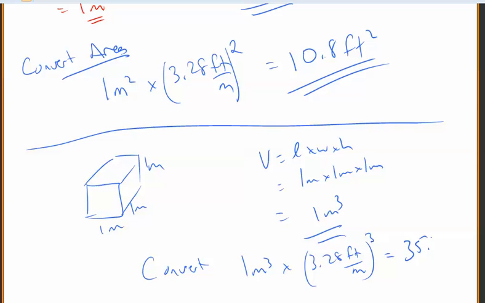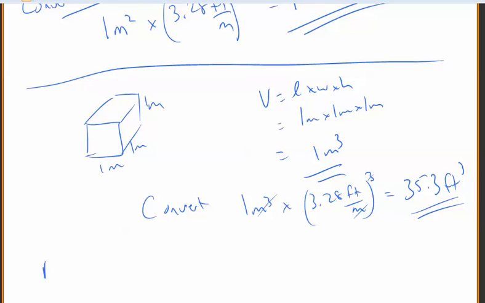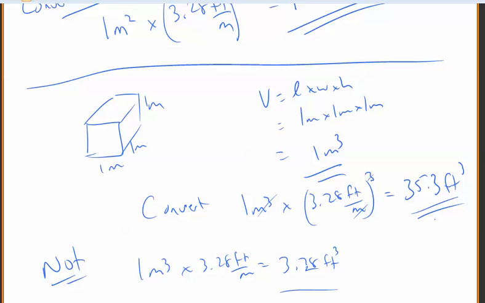35.3 feet cubed, because the meters cubed divide with this meters cubed, and I'm left with feet cubed. So it's really important because most people take 1 meter cubed times 3.28 feet per meter, and end up getting 3.28, and they think it's feet cubed, and that's very different than what's up here. So I'm even going to erase that so we don't even see it anymore.